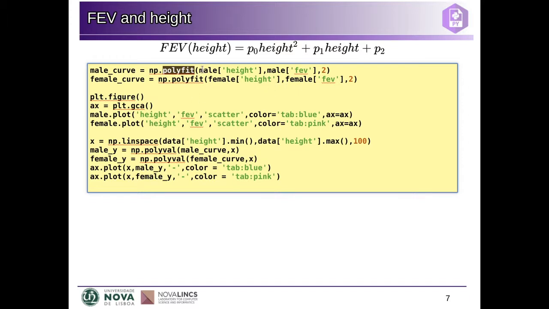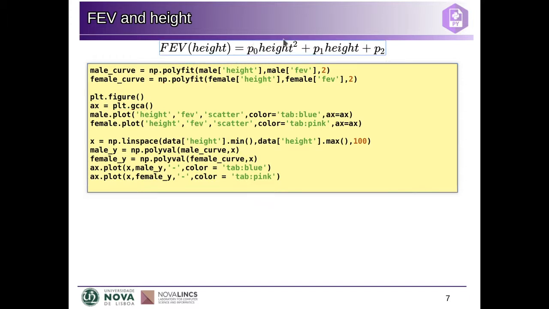And you put in your x values. You put in the desired y values. So the x values will be the height of the individuals. The desired y values will be the lung capacity of the individuals. And you give the degree of the polynomial. And the output is the set of these three parameters.